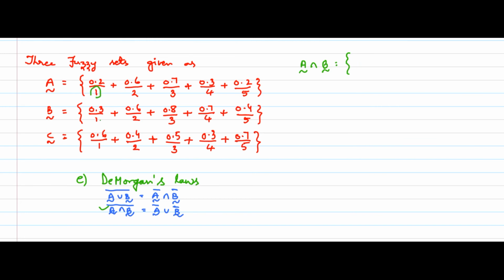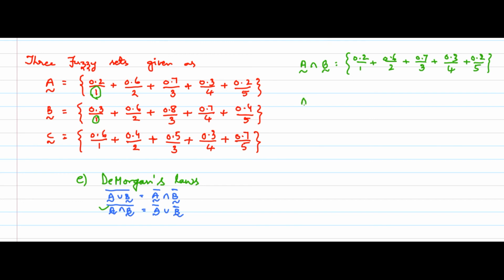So according to common x, here x is taken as 1 and the minimum of 0.2 and 0.3 is 0.2 only, plus the second one is 0.6, plus the third one is 0.7, the fourth one is 0.3, the fifth one is 0.2.